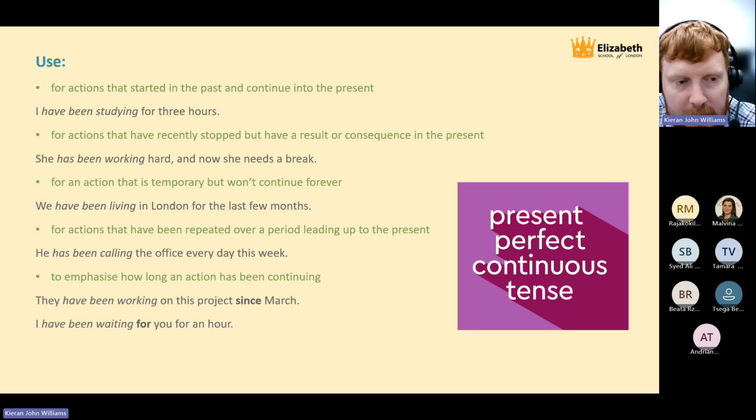Okay. It can be for something that has recently stopped, but you can see some result or some evidence in the present. So it says here, she has been working hard. So that means that she stopped recently and now she needs a break. So we can see something. Yeah, she looks tired, she's sweating, things like that. So in that situation, we use present perfect continuous.